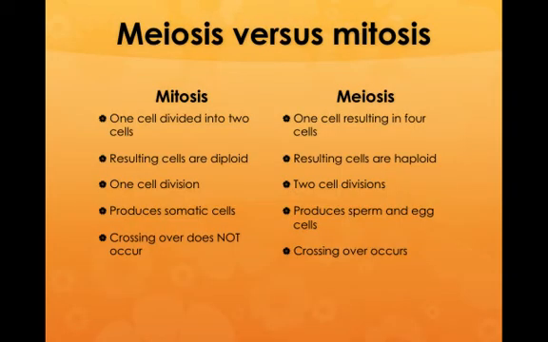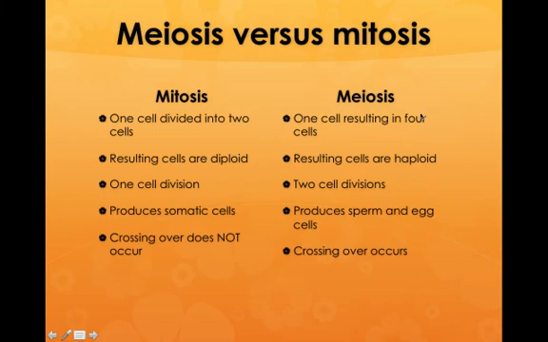So some differences between the two. Mitosis is one cell dividing into two cells. The resulting cells are diploid, and the starting cells are diploid. In mitosis, we have one cell division. In mitosis, we're producing somatic or body cells. In mitosis, crossing over does not occur.